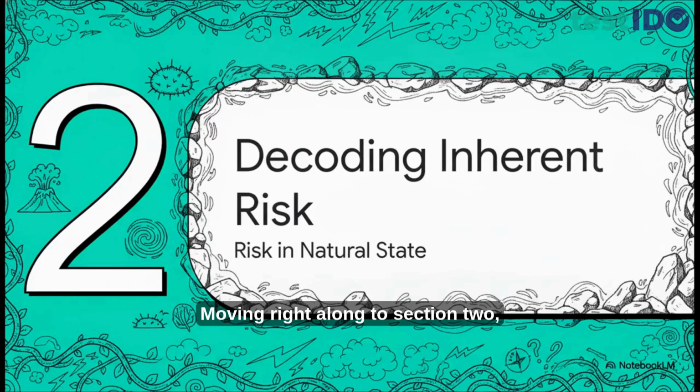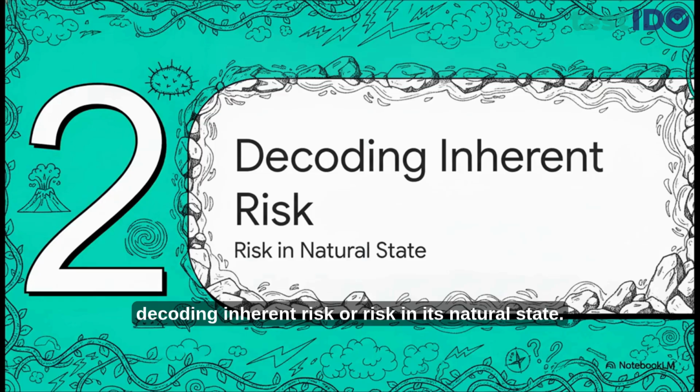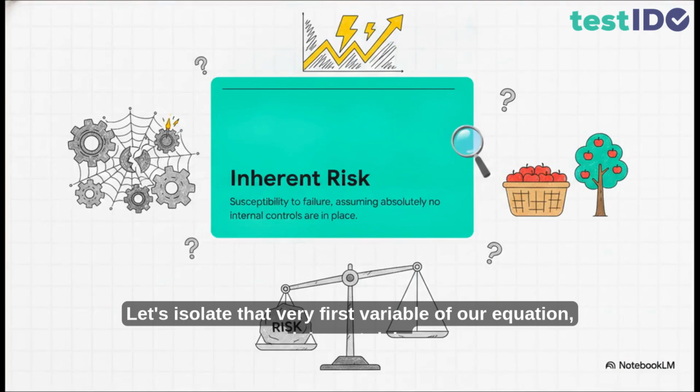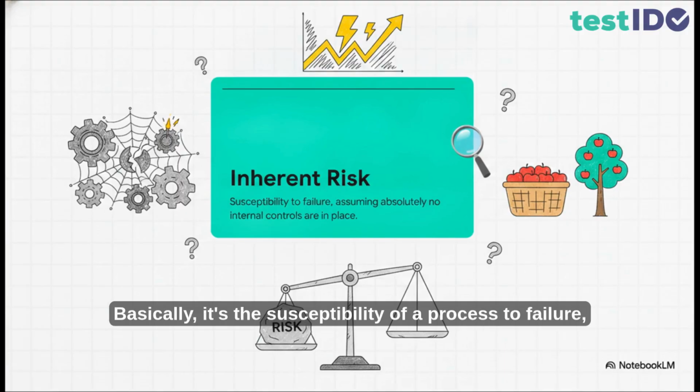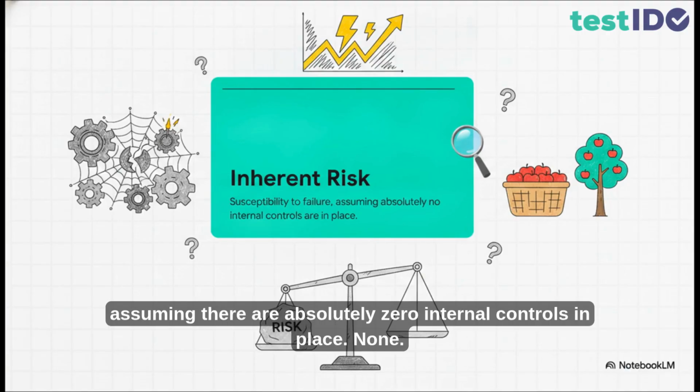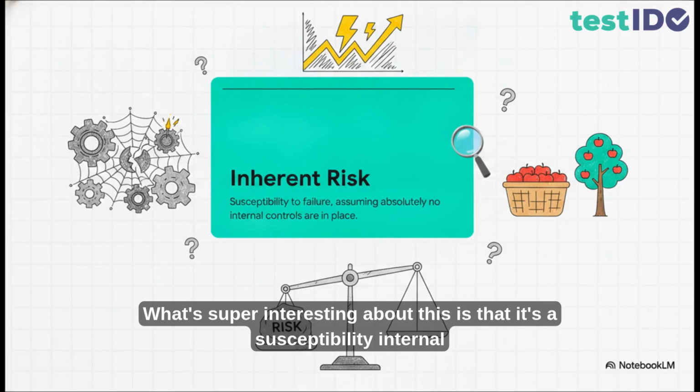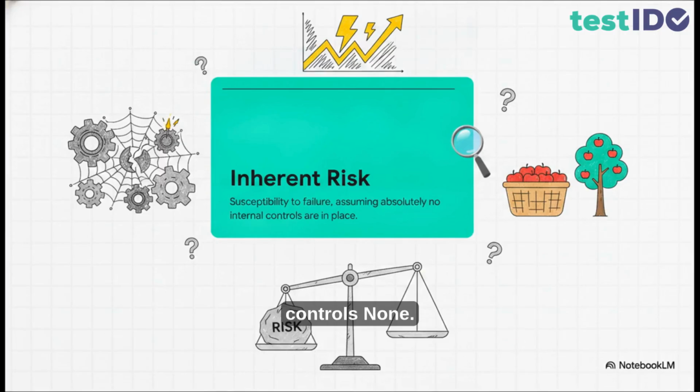Moving right along to Section 2, decoding inherent risk, or risk in its natural state. Let's isolate that very first variable of our equation, inherent risk, just to understand what risk looks like in its absolute rawest form. Basically, it's the susceptibility of a process to failure, assuming there are absolutely zero internal controls in place. None. What's super interesting about this is that it's essentially the hand a company is naturally dealt.